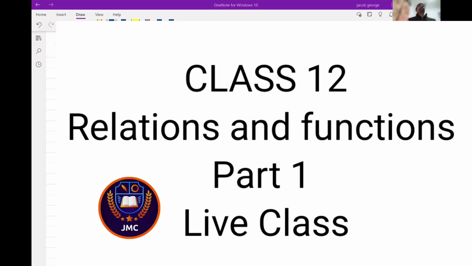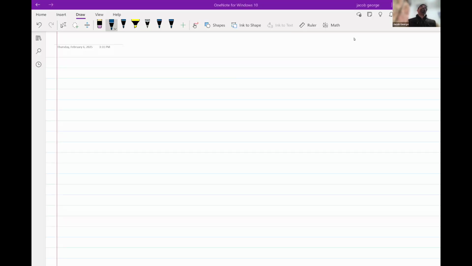Last class you wrote the number of relations from A to B is 2 raised to n of A cross B. What do you mean by relation R on set A? Both sets are the same. R is from A to A, or R is a subset of A cross A.